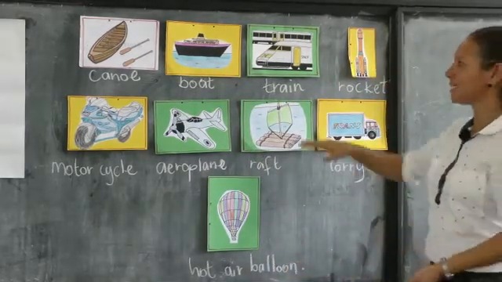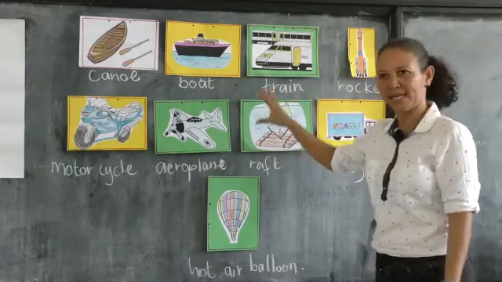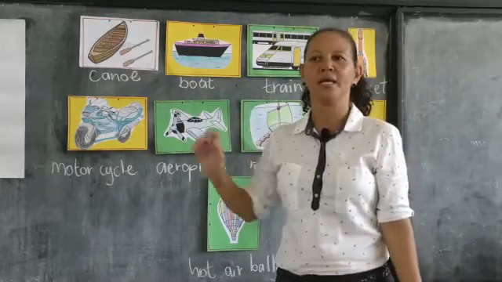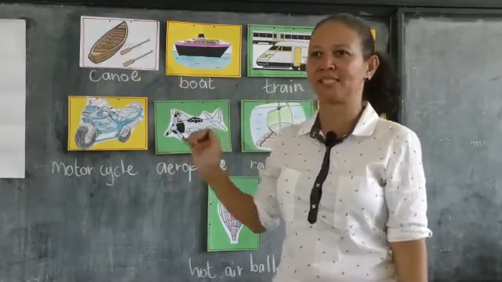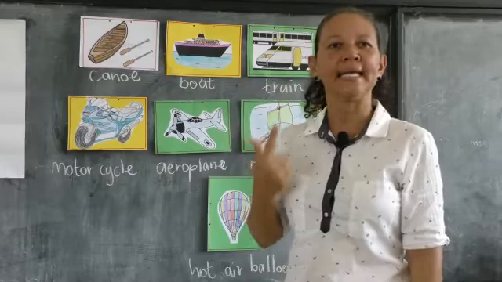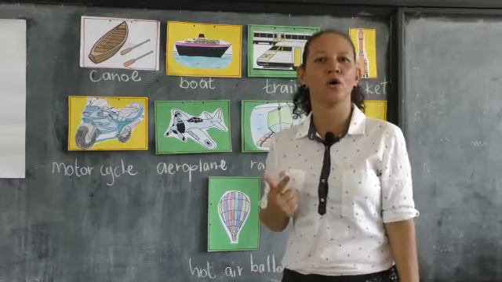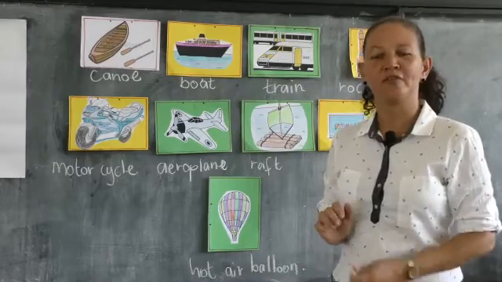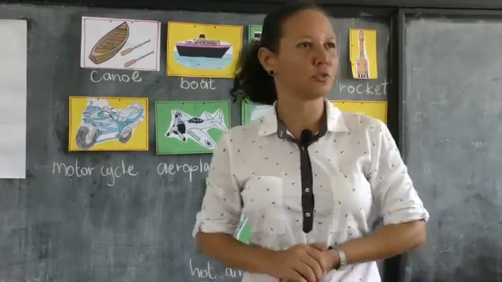Okay, so these are the names of the transport and their pictures. You're going to use them to classify them in the three ways, like I've said, on land, in the air, on sea, or in water for the second activity. We'll give you 5 minutes for you to do the classification.